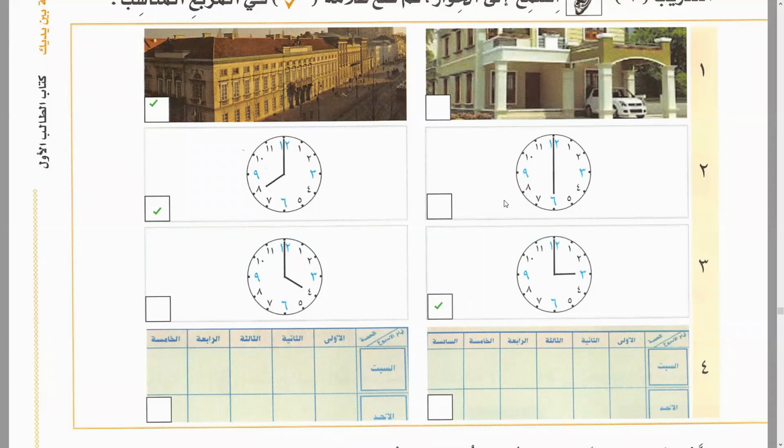Number 4. How many periods do you study a day? I study 5 periods a day. Which one? This picture, this picture. The second one. I study 5 periods. Let's look: first, second, third, fourth, fifth. 5 periods, right? It's the one. 5 periods.